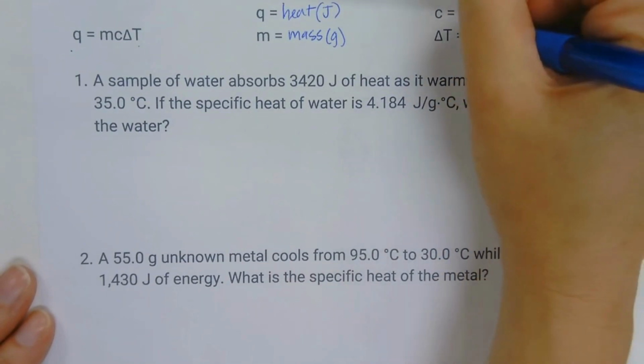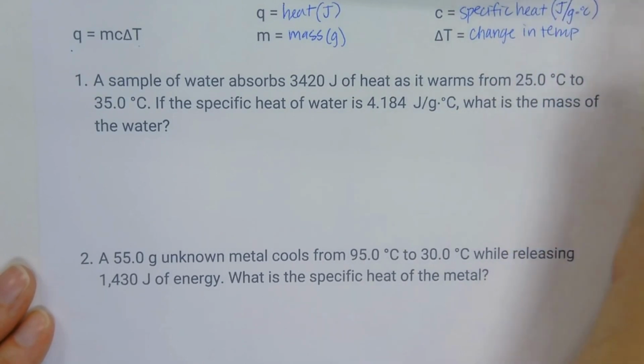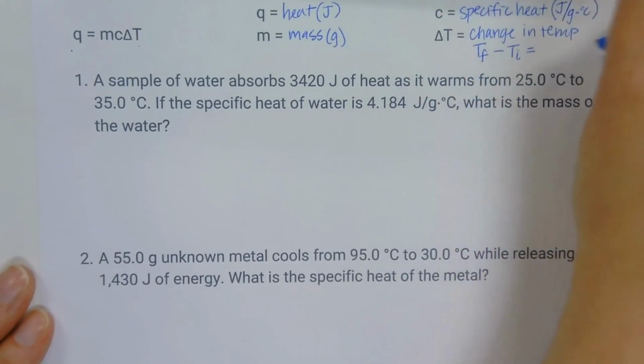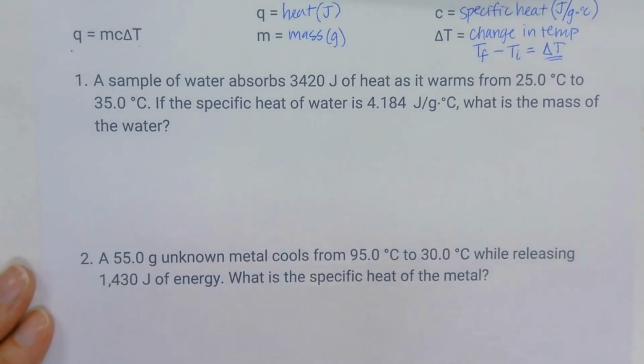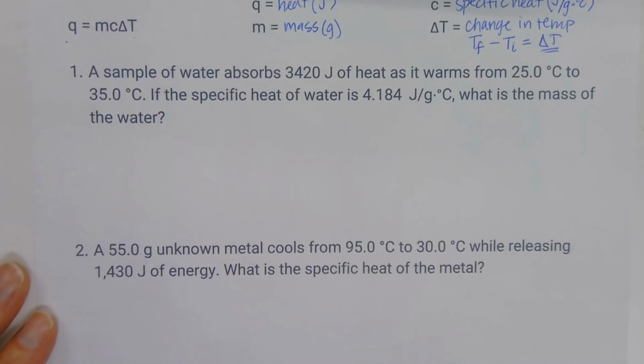And then our delta T is our change in temperature, okay? Where this is our final temperature minus our initial temperature. And that change in temperature is what we're going to use. So this can be positive if the temperature went up, or it can be negative if the temperature went down, meaning it cooled down. Okay, so as we read through each one, we're going to annotate our questions by underlining what we are given and circling what we want and figuring out what our variables are. Then we're going to rearrange the equation and plug in our values to solve for what's missing.